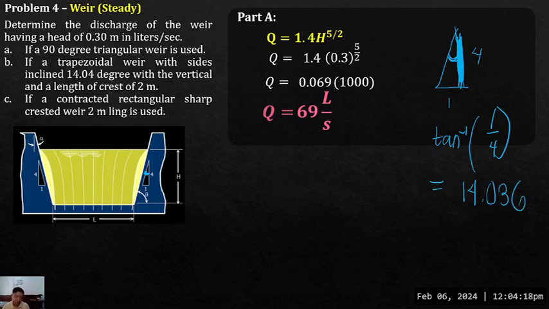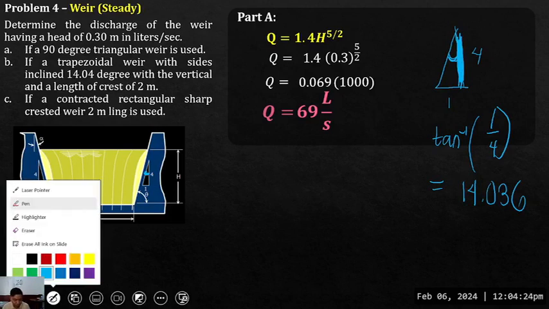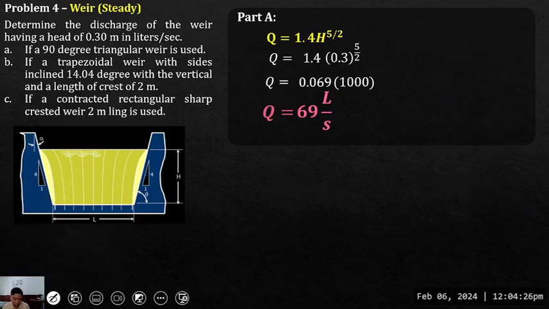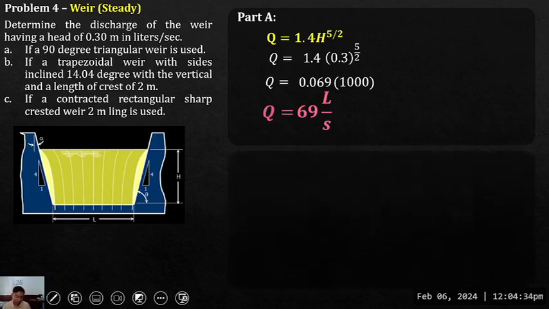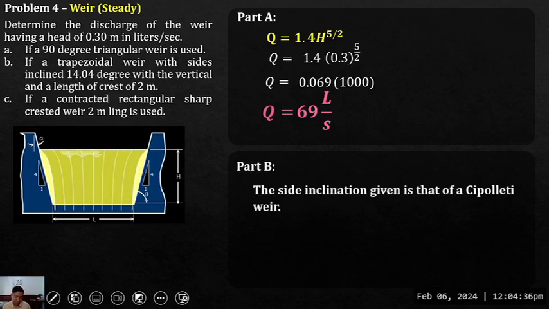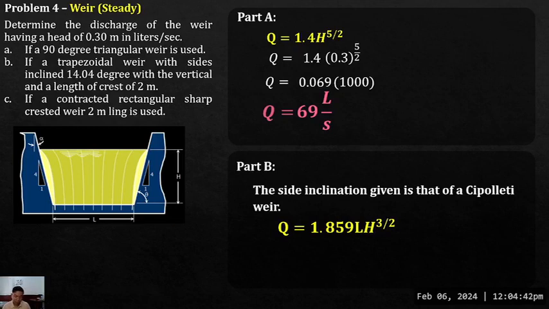Therefore, ang given na trapezoidal weir with a given angle is that of Cipolletti. Now, since Cipolletti siya, gamitin mo lang yung formula. Formula natin is simple lang, 1.859 LH to the 3 halves. Yung length ba given, binigyan ka ng length, that is 2 meters. Ayan o.